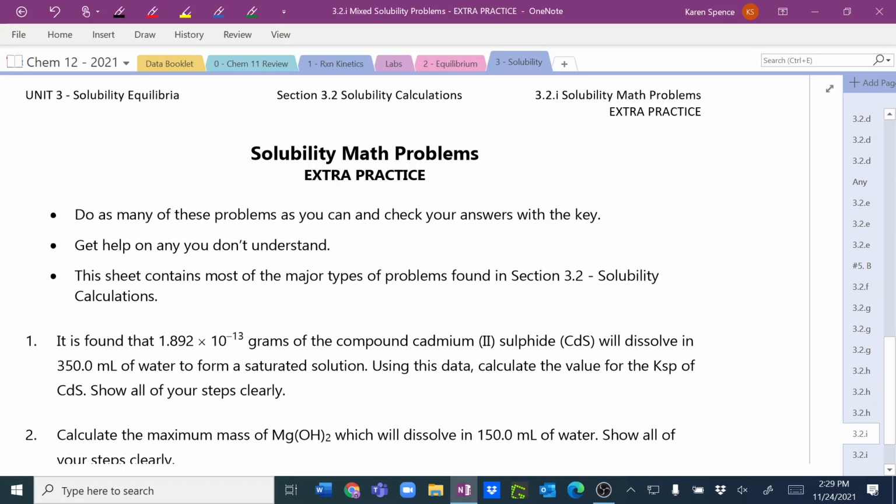Okay, and that's it. I have nothing more to teach you in solubility. So we're done the unit. This is next week. Our test will be the week after that, probably during a long walk. Okay.